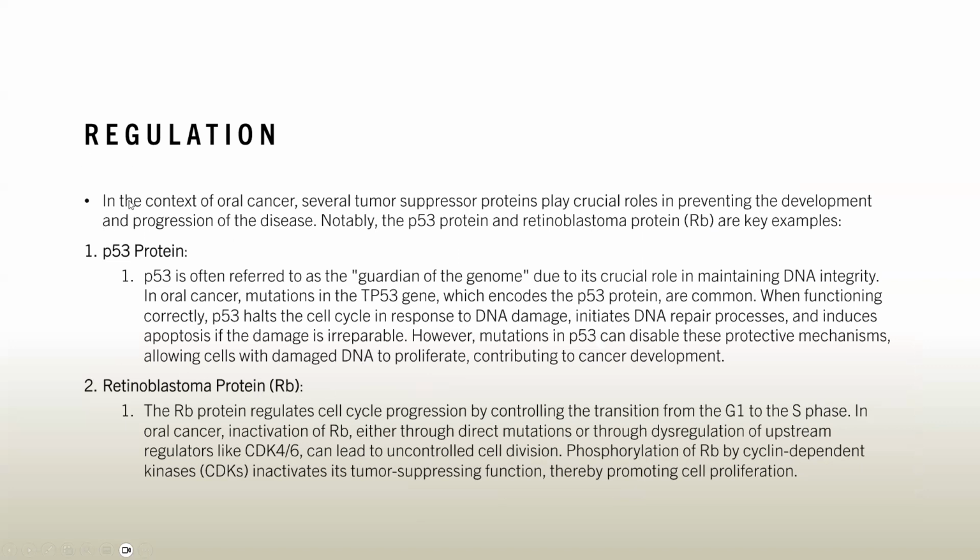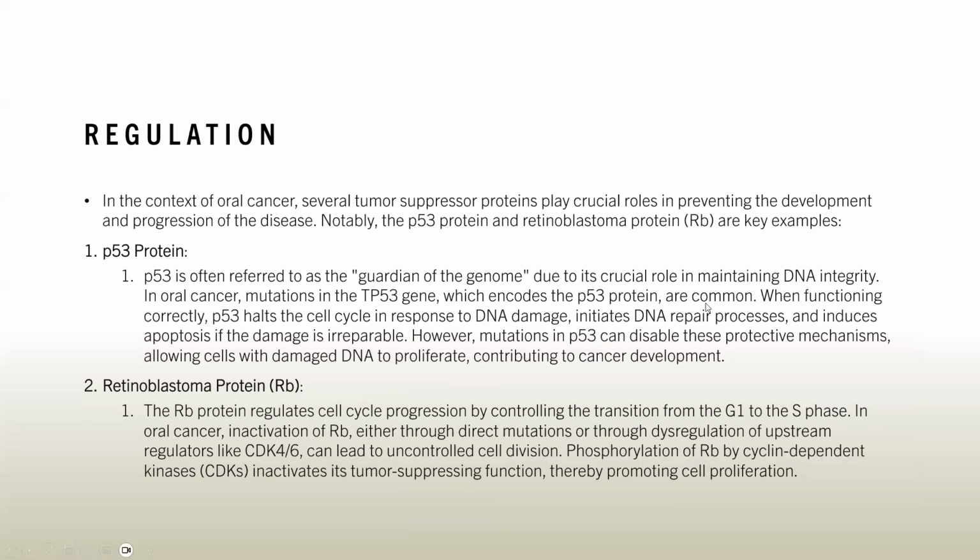Regulation. In the context of oral cancer, several tumor suppressor proteins play crucial roles in preventing the development and progression of the disease. Notably, the p53 protein and retinoblastoma protein are key examples. p53 protein, we have discussed it a little bit in the previous slide. p53 is often referred to as the guardian of the genome.